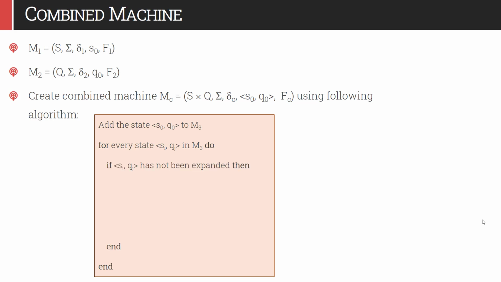So if it is not expanded, then we will do this. For every alphabet ak in the sigma, we will find this transition. We have to add the transitions delta 1 Si comma ak and delta 2 Qj comma ak. So we are reading alphabet ak from Si and we are reading the same alphabet ak from Qj state, and whatever combination we are getting, that we have to add to M3. And this process we have to repeat until all the states of M3 are expanded.